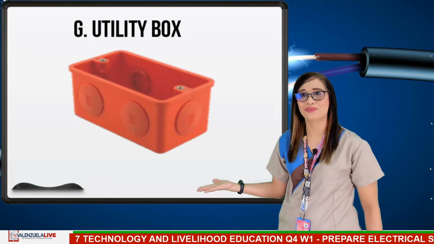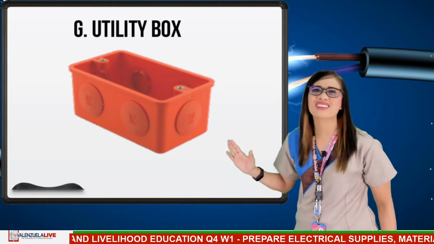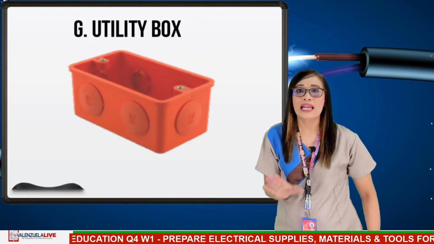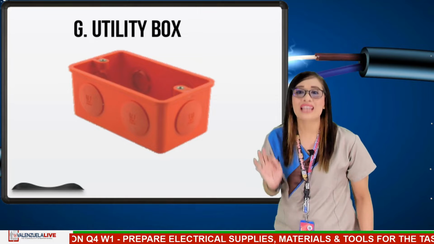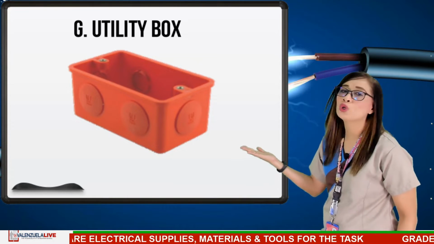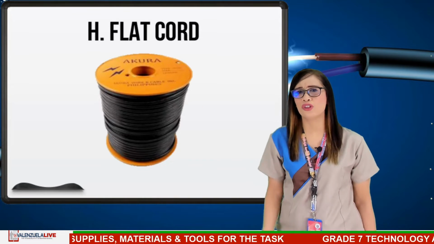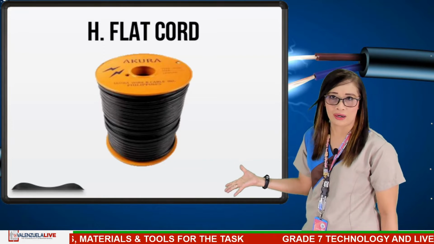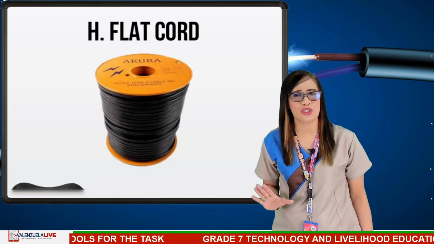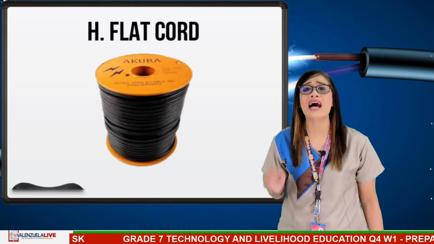We call it PVC or polyvinyl chloride. Utility box. This is a rectangular shaped metallic or plastic PVC material in which flush type convenience outlet and switch are attached to. Flat cord. This is a duplex stranded wire used for temporary wiring installation and commonly used in extension cord assembly.